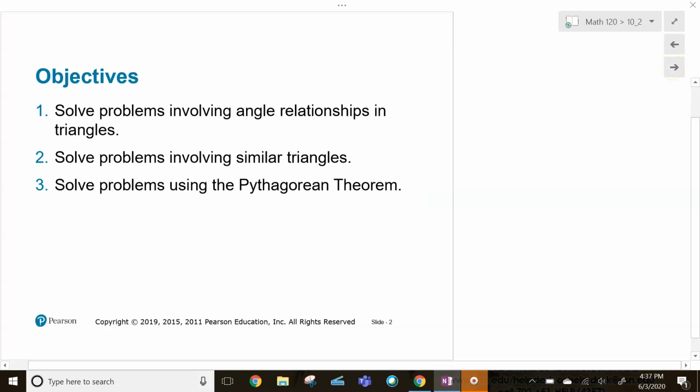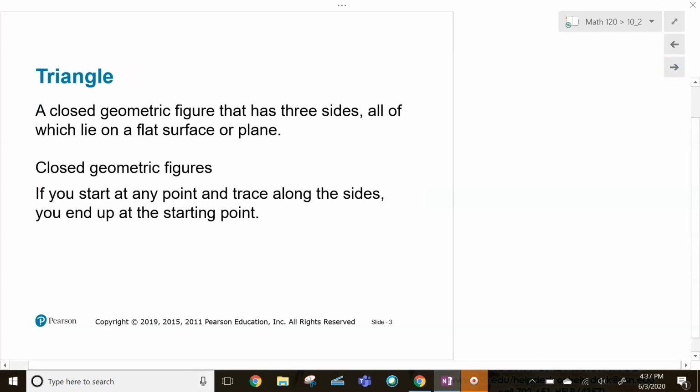Here are our objectives. Let's start out with talking about, first of all, what a triangle is: a closed geometric figure that has three sides, all of which lie on a flat surface or plane.